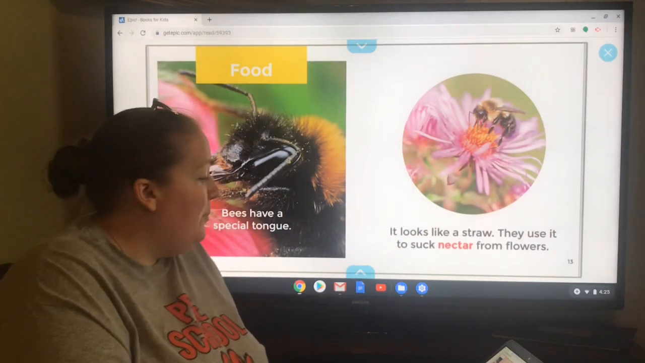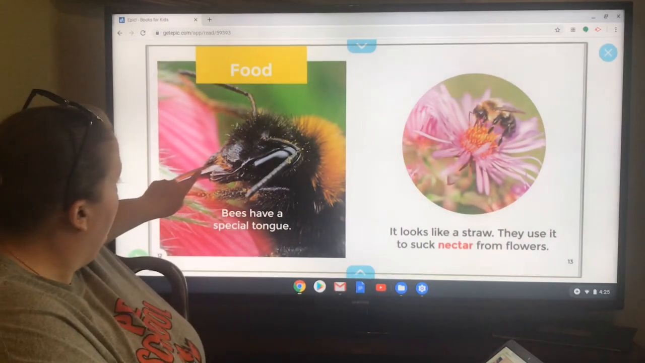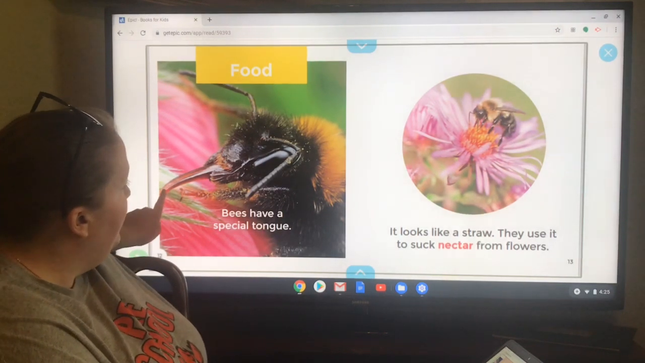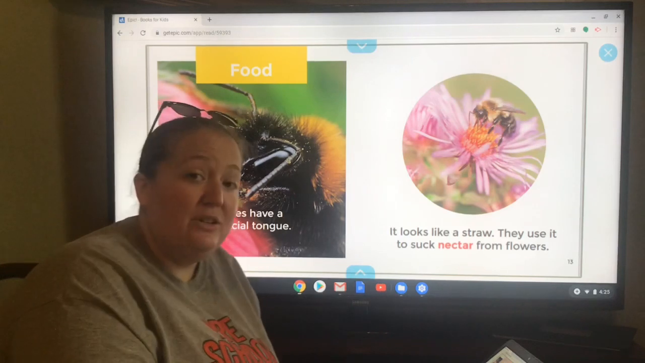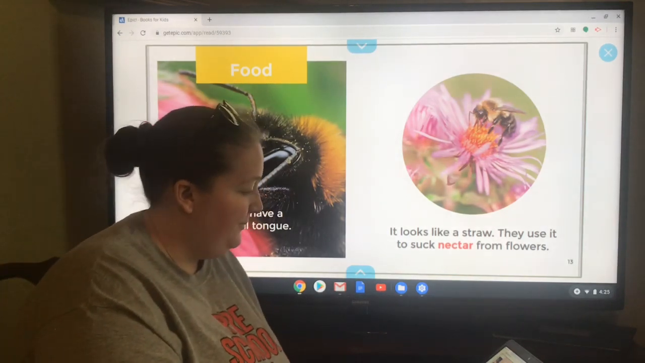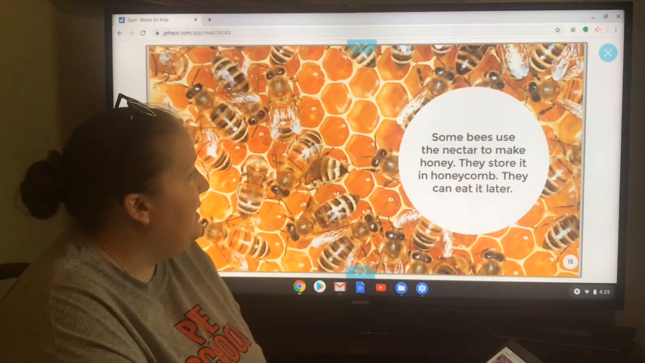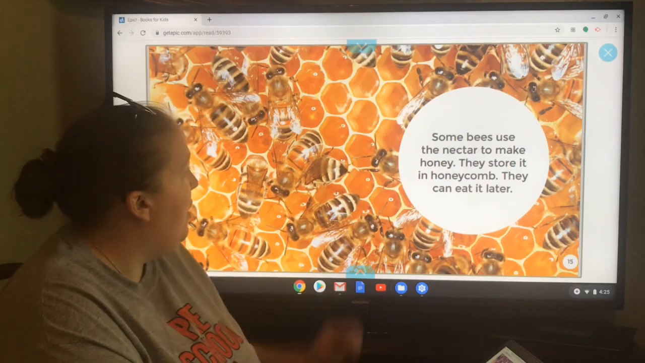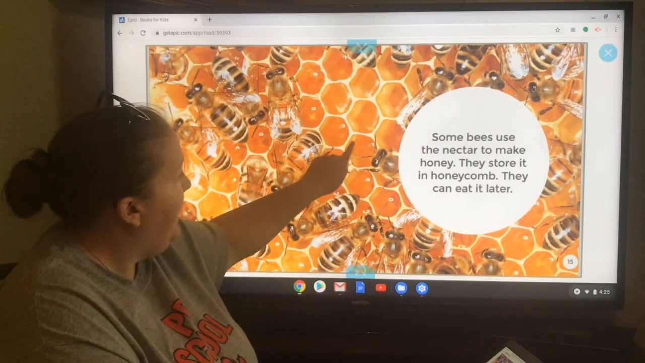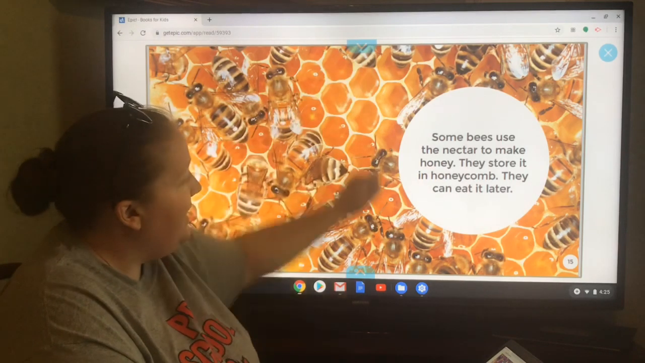Food. So bees have a special tongue. This right here is their tongue. It looks kind of like a straw. So they use it to suck up nectar from the flowers. Some bees use the nectar to make honey. They store it in honeycomb. So this, what you see back here, is the honeycomb. They can eat it later.